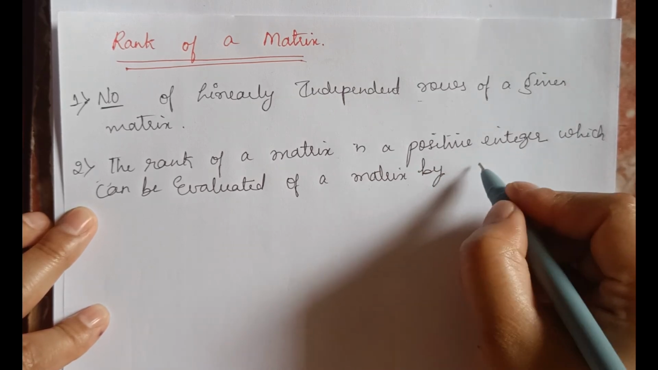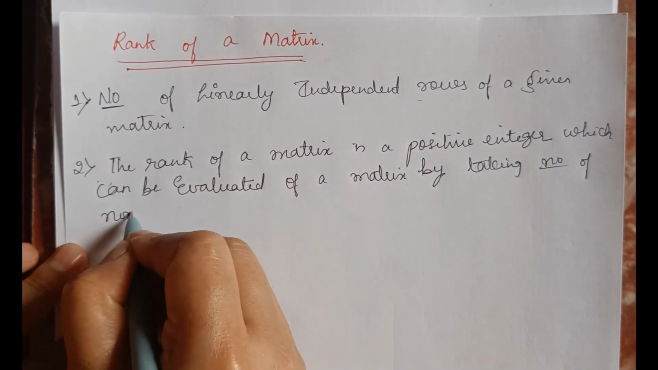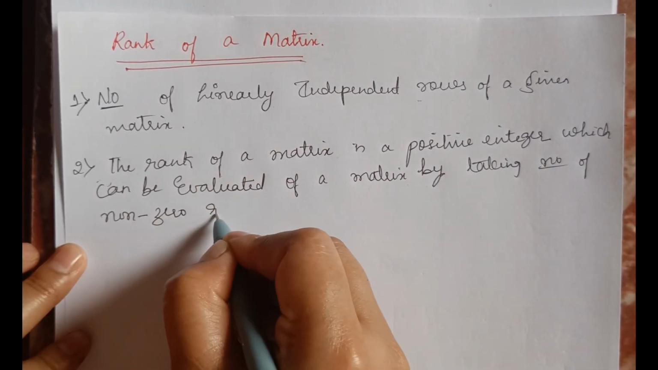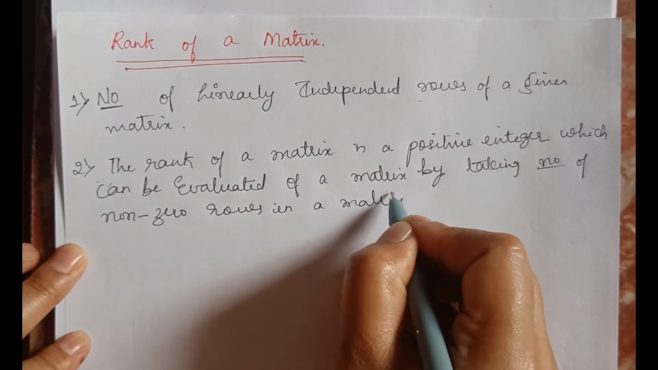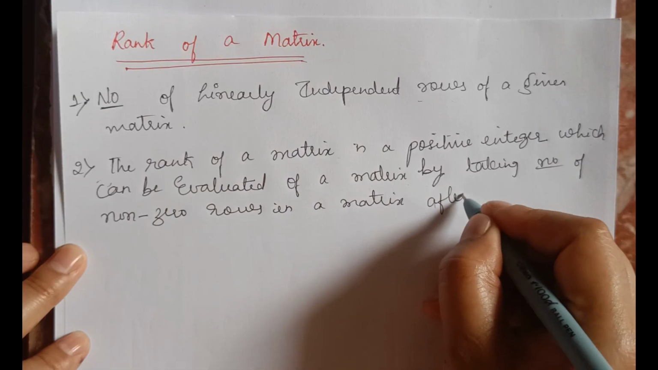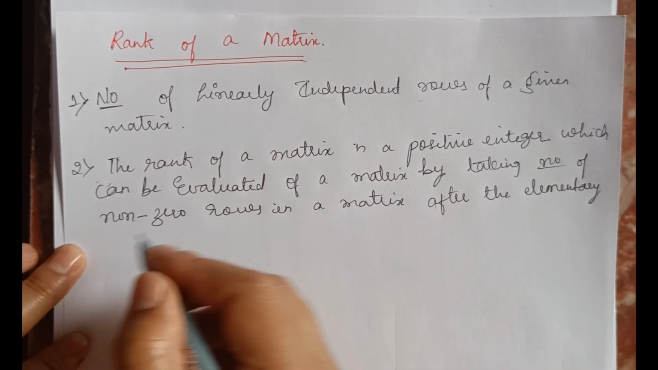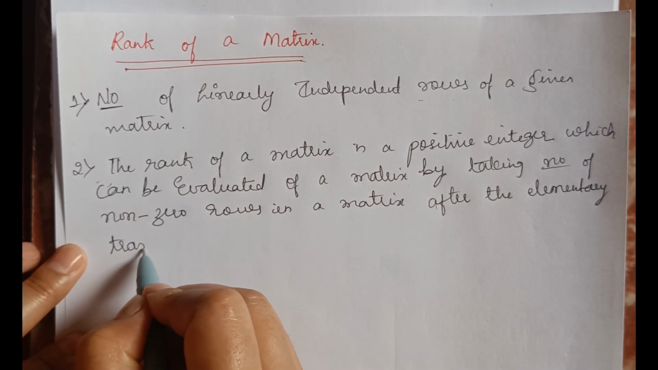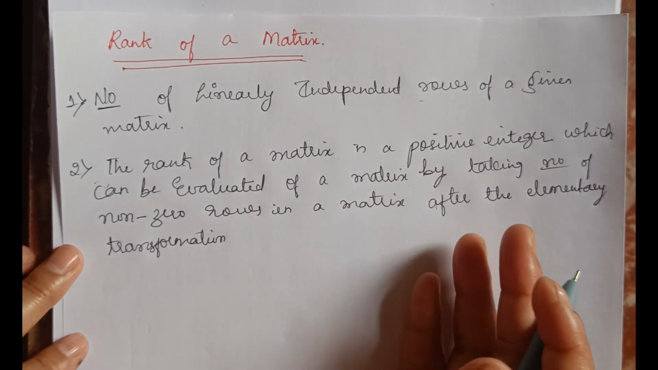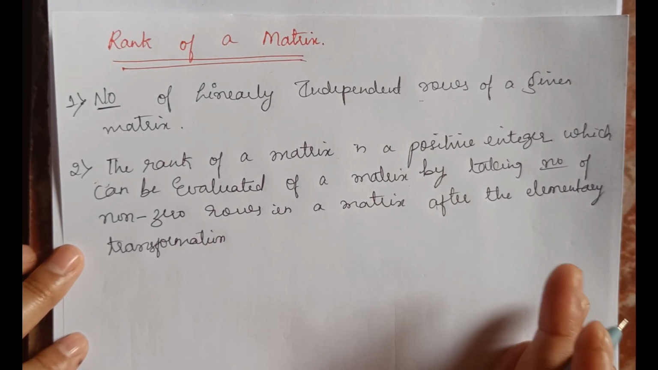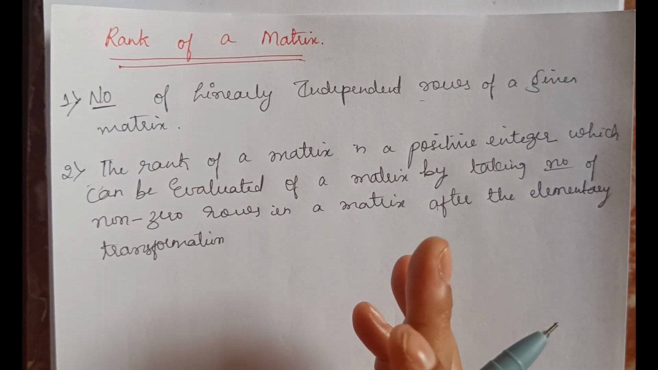by taking the number of non-zero rows in a matrix after the elementary transformation. If you remember, the elementary transformation can be done using row transformation or column transformation, but here we will mostly be using the row transformation only.